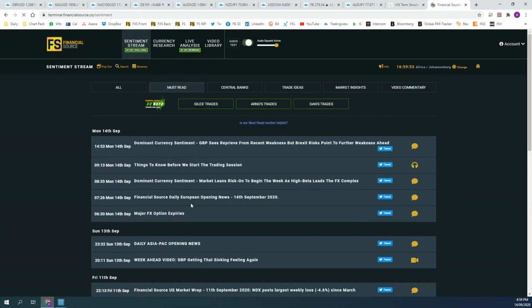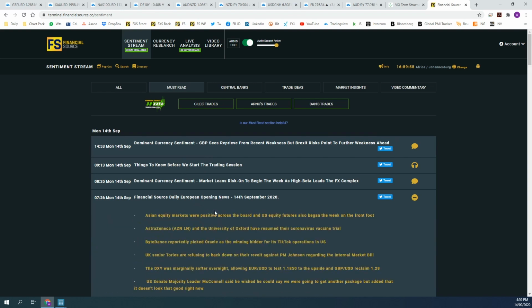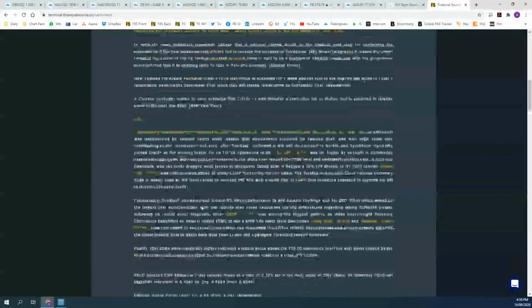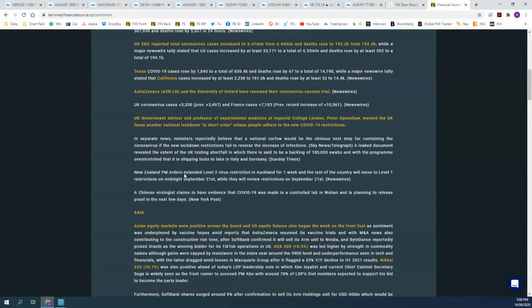So if we just open up our daily news here, let me just scroll down. We saw that PM Ardern extended level 2 virus restrictions in Auckland, but for the rest of the country, they will move to level 1 restrictions at midnight, September 21st. So that was another positive factor that has really seen a lot of strength coming into the Kiwi dollar. So apart from the risk on turn, we would expect the Kiwi dollar to basically outperform the Aussie and the CAD, without any additional catalyst supporting the Aussie and the CAD as well.